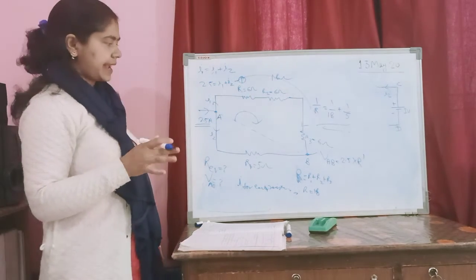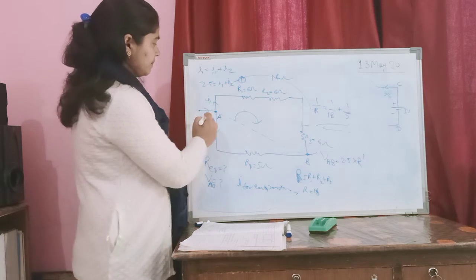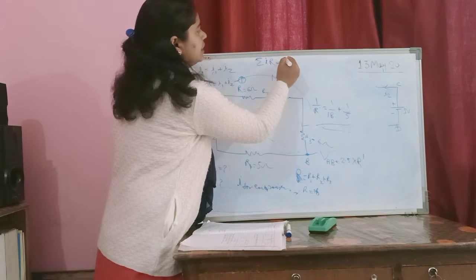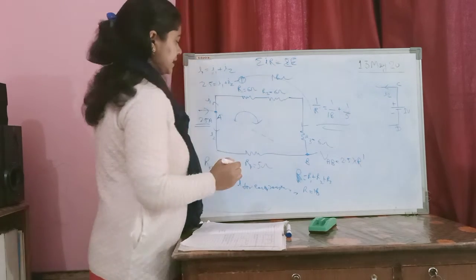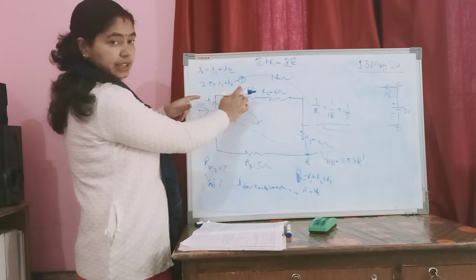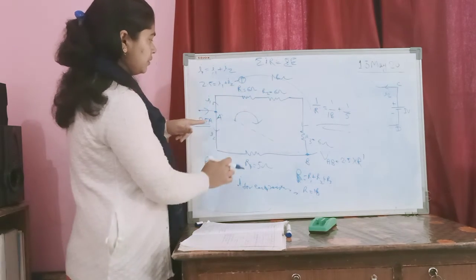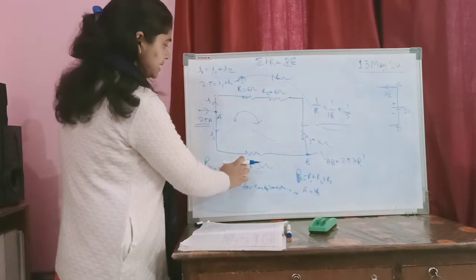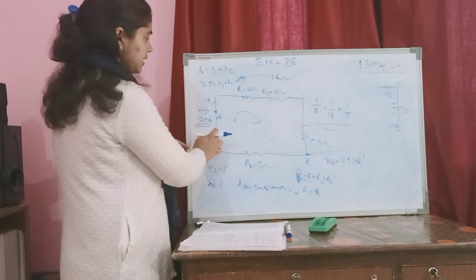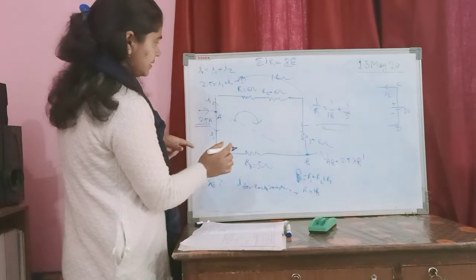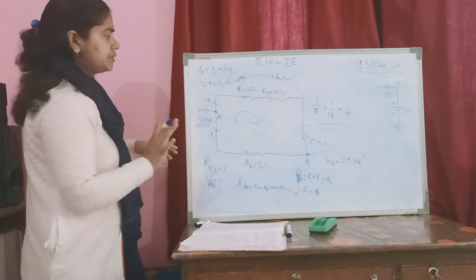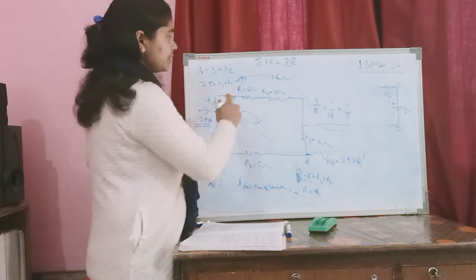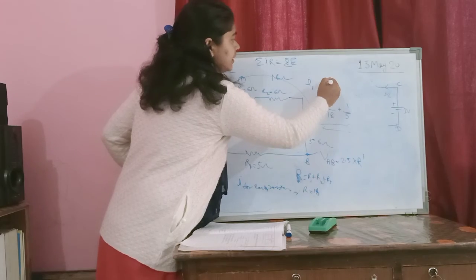Then apply Kirchhoff's second law, the loop law. Sigma IR equal to sigma E. Let us take this loop. It will be 6I1 plus 6I2, the current is along this direction, plus 6I1 minus 5I2 equal to sigma E, which is equal to 0. Then we can solve it. From these two equations I will get I1 and I2.